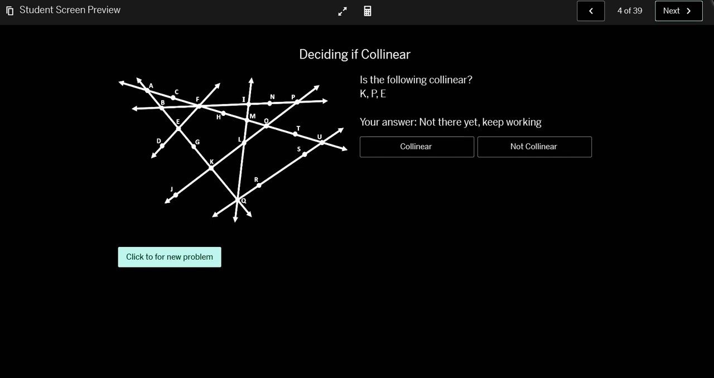The points we're looking at in this problem are K, P, and E. K, if we look on the diagram, is located right here. P is up top here, and E is over to the side. We can see pretty clearly that while K and P may be in a line, and so would be collinear, throwing E into the mix breaks off to the side and stops these three from being collinear with each other. So are they collinear or not? The answer here would be no.